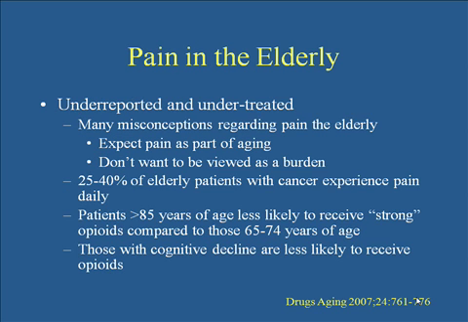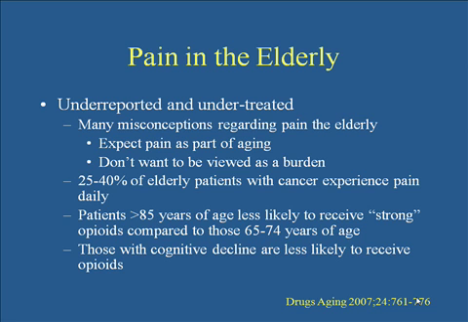Pain in the elderly, I think it's known that it's underreported and also undertreated. There are some misconceptions regarding pain in the elderly. Many people expect pain as part of aging, and I think this is true. I think as we age, we have more aches and pains, and a lot of us do expect that. However, it doesn't mean that it can't be treated. Elderly people don't necessarily want to be viewed as a burden to family members, as a burden to physicians, the healthcare system. And so even though it's out there, we can actually treat pain in this patient population and hopefully be effective at doing it.